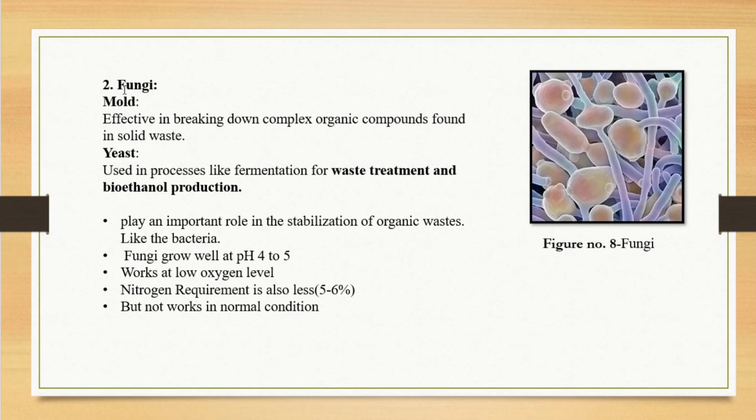Second one is fungi. Fungi are classified into two types. First one is called mold and second one is called yeast. Mold is used for breaking down complex organic compounds found in solid waste. And yeast is used in processes like fermentation for waste treatment and bioethanol production. Fungi play an important role in the stabilization of organic waste like the bacteria. Fungi grow well at a pH of 4 to 5, work at low oxygen level. Nitrogen requirement is also less, about 5 to 6%, but they do not work in normal condition.